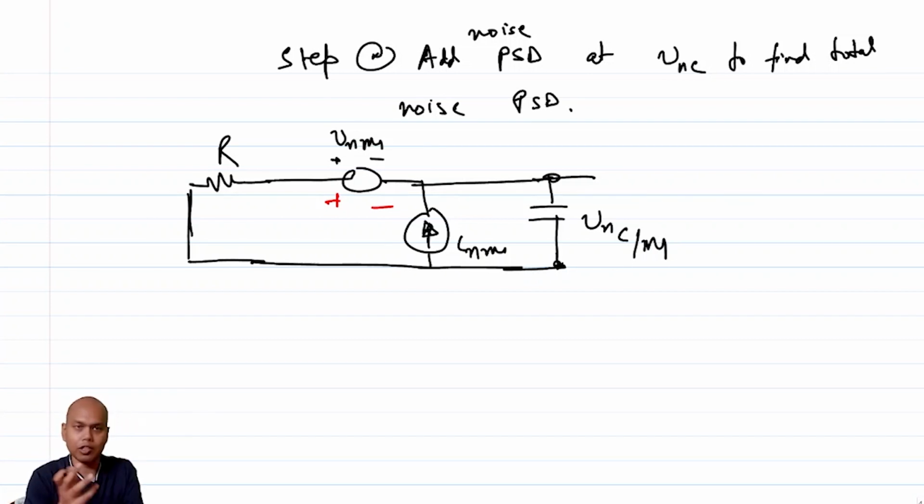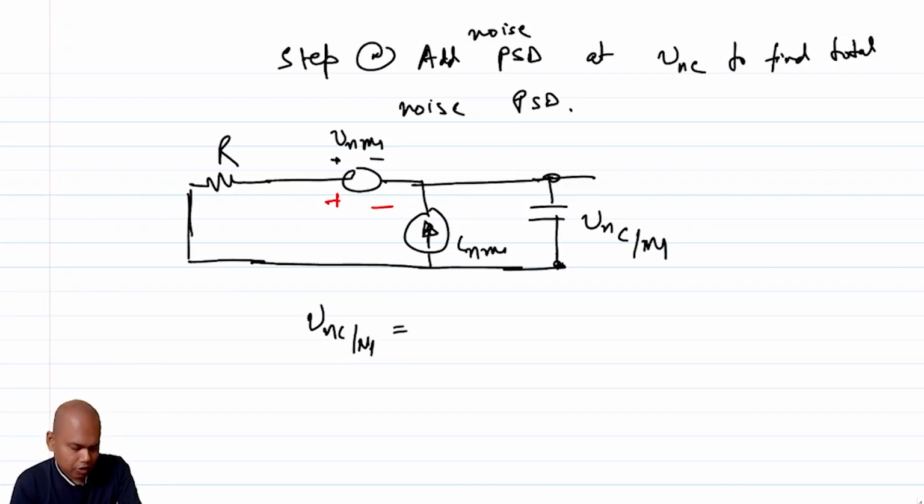When you are dealing with correlated noise sources, the directions, the positive and negative signs, or the polarities, also become important. Okay, fine. So now what is VNCM1?